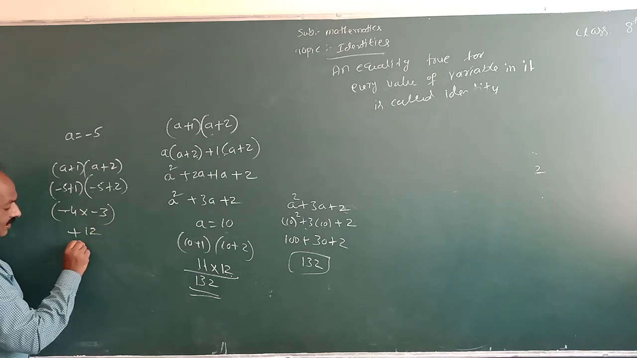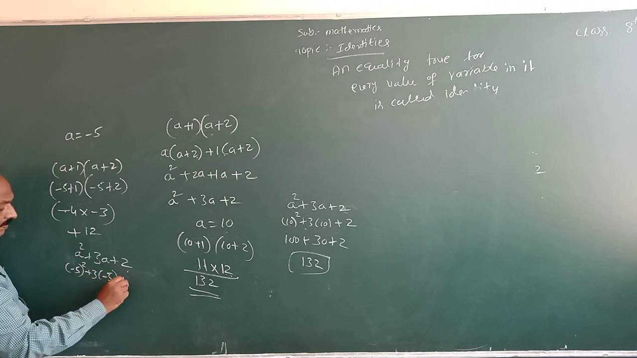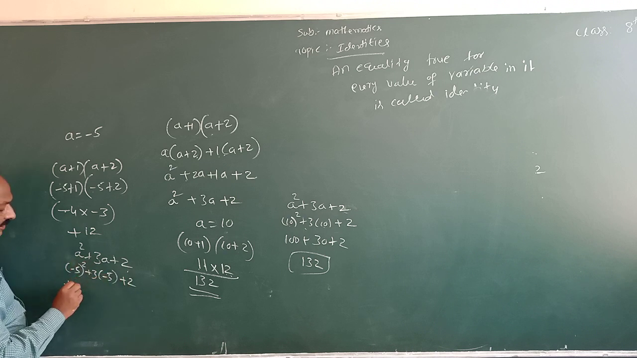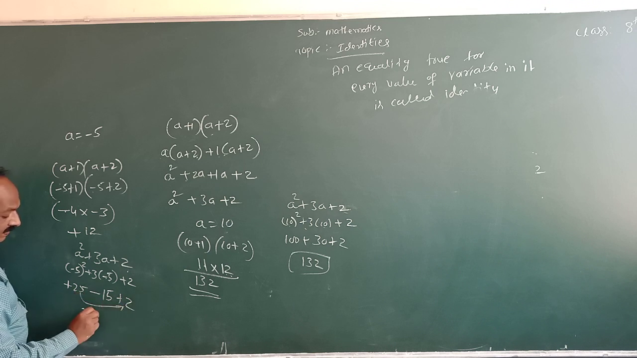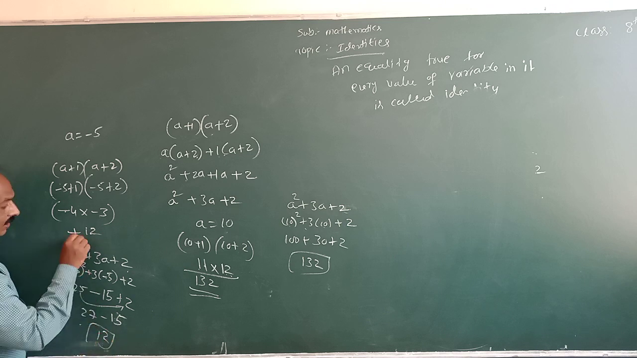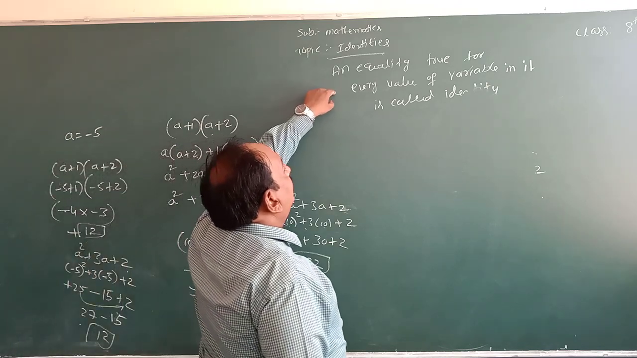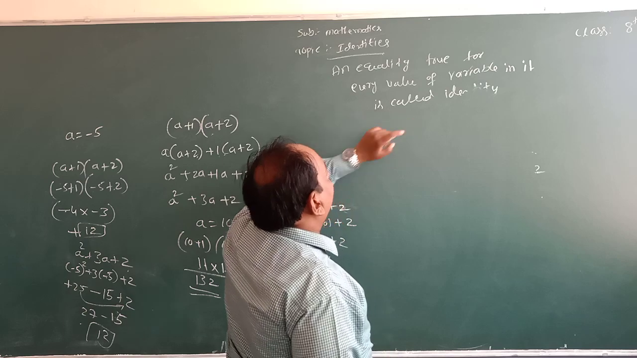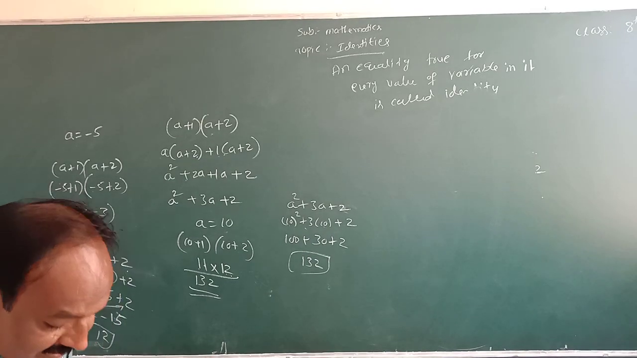Now substitute in a square plus 3a plus 2. What is a? Minus 5 square, 3 into minus 5, plus 2. Minus into minus is plus, 5 5s are 25. Plus into minus is minus, 5 3s are 15, plus 2. 25 plus 2 is 27, minus 15 is 12, equal to 12. By observing all these things, we come to the conclusion that an equality true for every value of the variable is called an identity. Let us learn in today's class three identities.